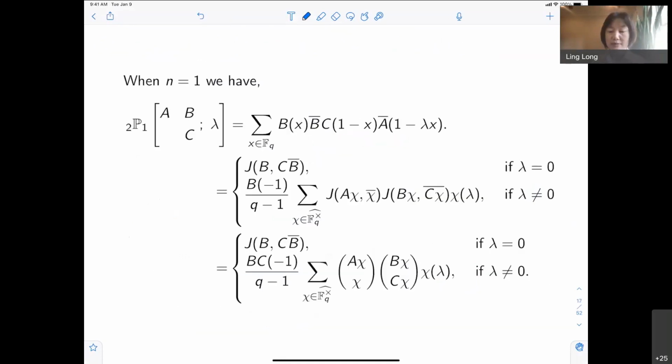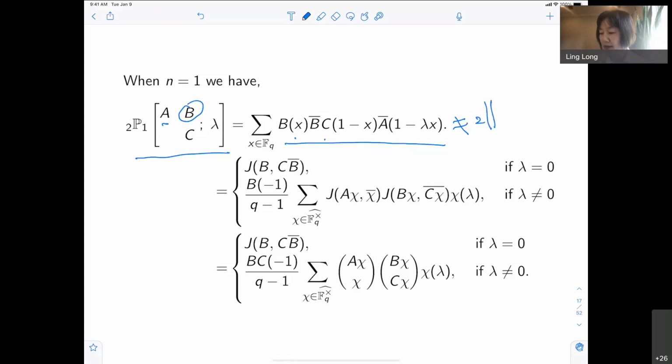And according to this inductive definition, the 2F1 function now with 3 multiplicative characters, A, B, and C, in terms of formula, is the character B applied to x and inverse times C applied to 1 minus x, the inverse of A applied to 1 minus lambda x. From the definition, it's obvious that for most cases, I cannot arbitrarily change B and A. So this is not going to be true in general.